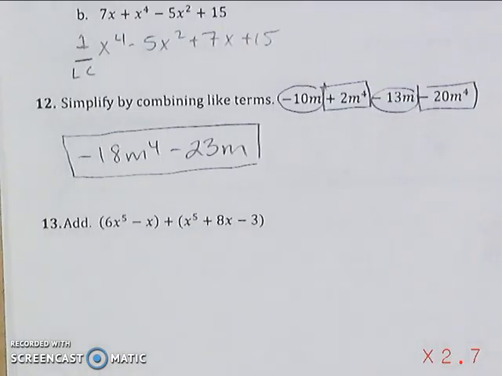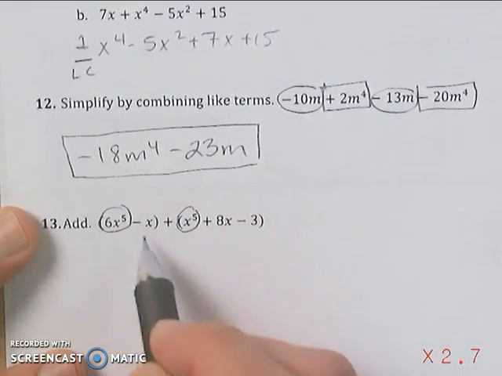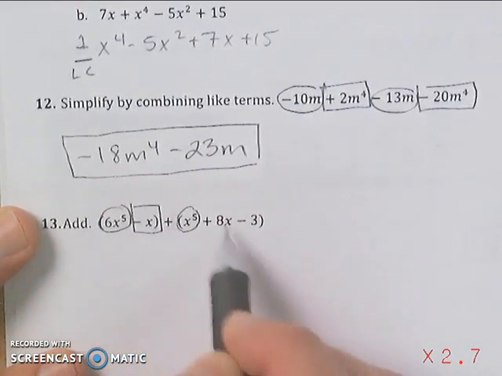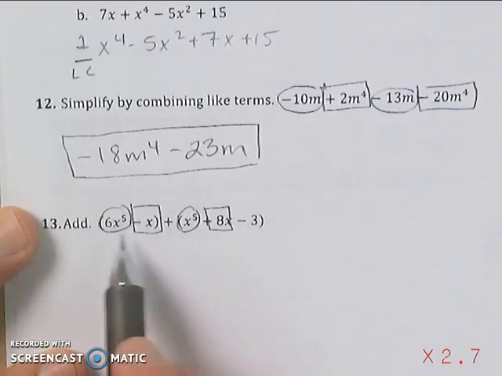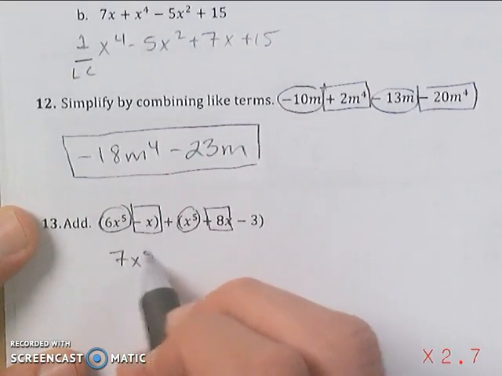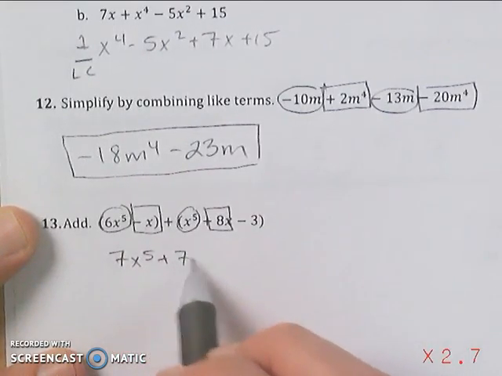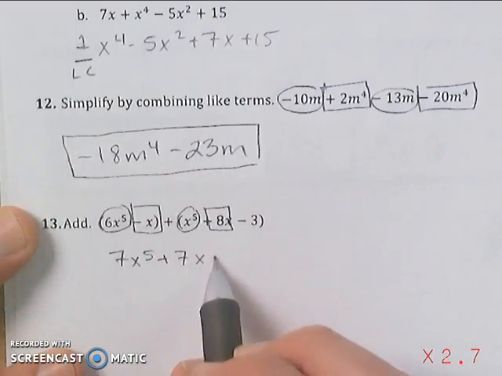All right, number 13, we're adding. Again, we can just add like terms. So this is very similar. Circle our like terms. This one's boxed because they're slightly different. X and 6x, that's going to become 7x to the 5th. Negative 1, positive 8, that's going to become a positive 7x, and then we just get a negative 3.